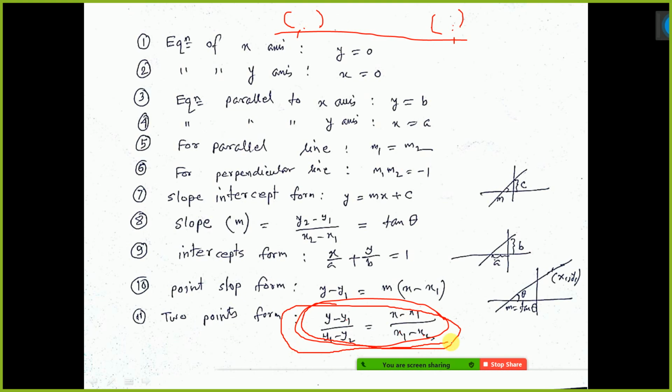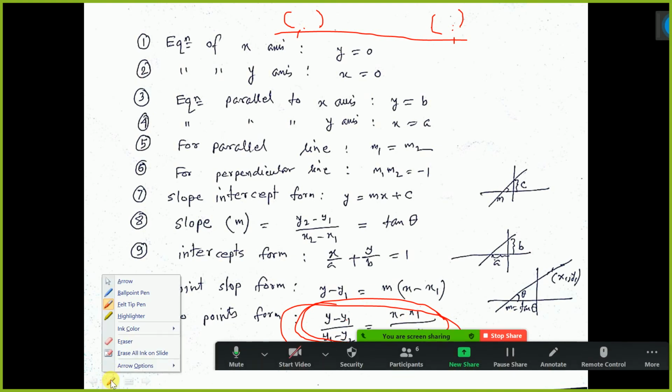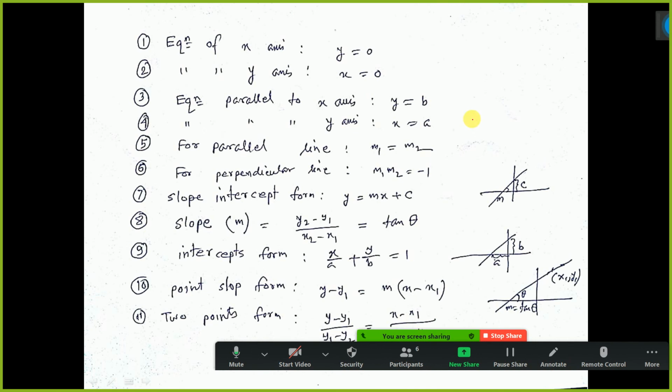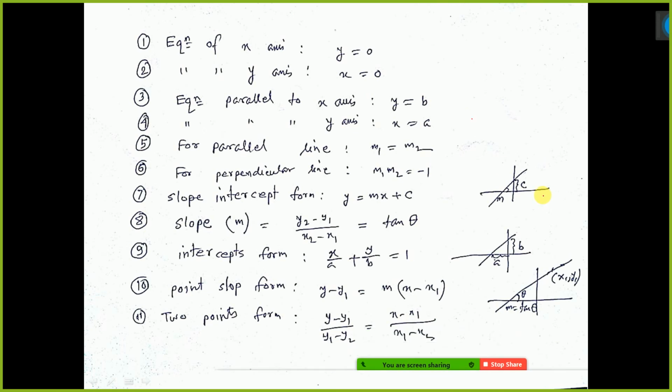So to get the equation, you have to know the formula that the 2 points form is y minus y1 by y1 minus y2 is equal to x minus x1 by x1 minus x2. This is the 2 points form. So all these formulas that I told here, you have to learn, so that after that you can solve the sums from this exercise.